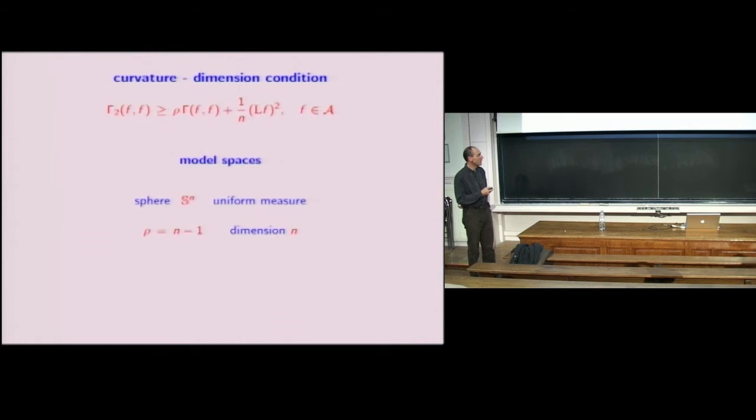And in the model examples that we discussed, on the sphere, the curvature is n minus 1, dimension n is n. For Gaussian measures, the curvature is constant equal to 1, but of infinite dimension. And on the basis of this abstract framework, you may actually develop a kind of heat flow proof of Lichnerowicz's lower bound, which goes as follows.